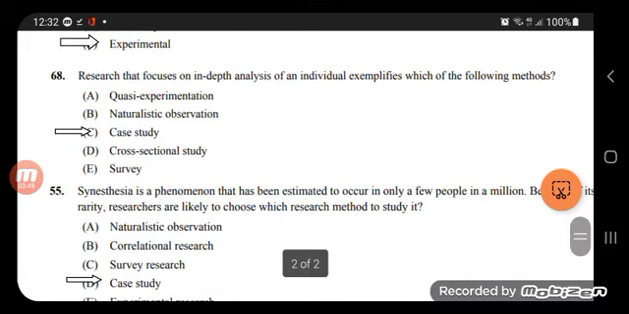68. Research that focuses on in-depth analysis of an individual exemplifies which of the following methods? Yes, case study. Case study.